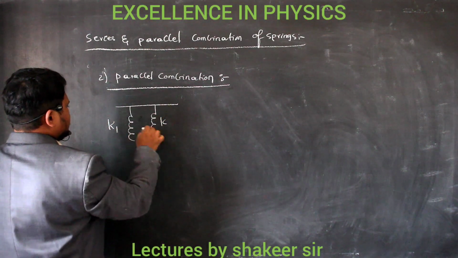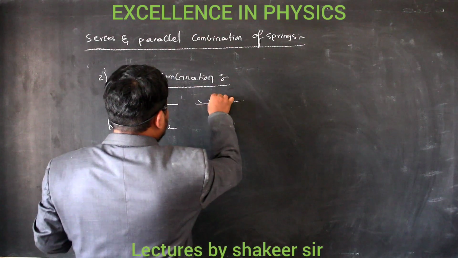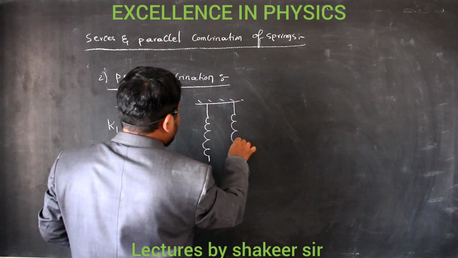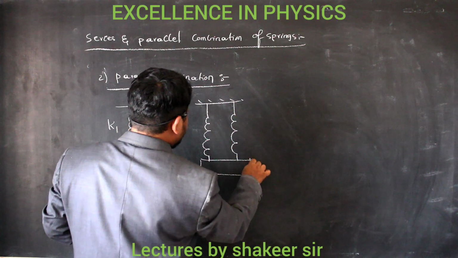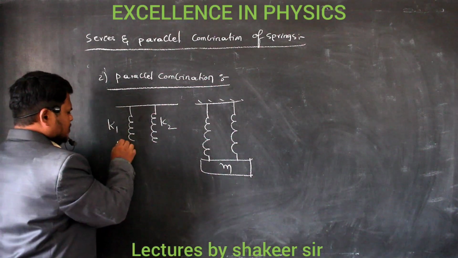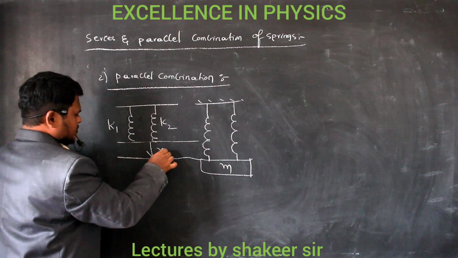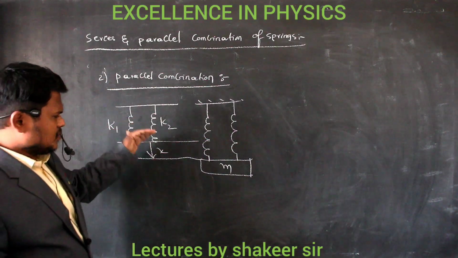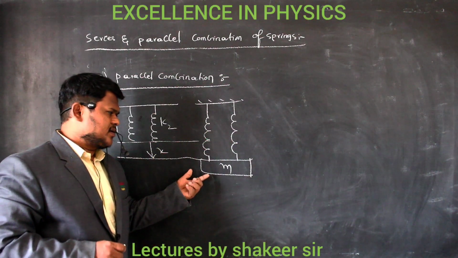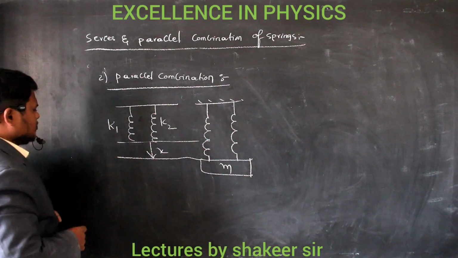It is having spring constants of K1 and K2. Now we are attaching both these springs to a mass, clear, whose mass is m. Now if I have attached both of them, then one thing which I can observe is the elongation produced in both the springs will be equal. So in parallel combination, one point which you should always remember is the elongation produced in both the springs will be equal. So let us make a note here.